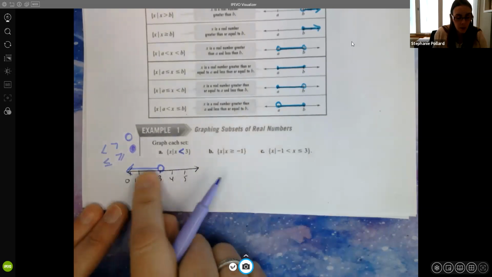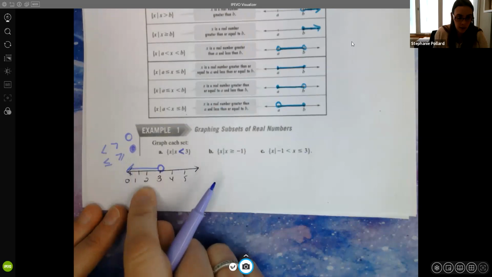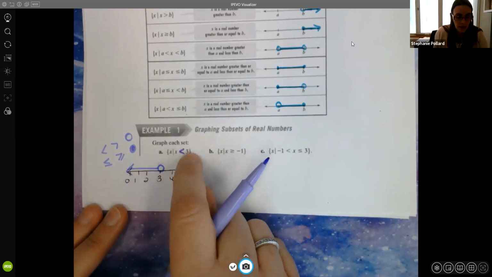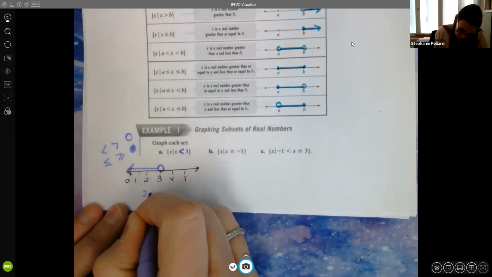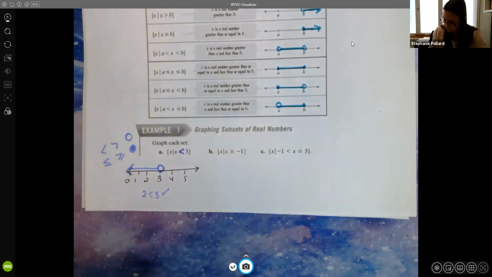Now, the part that we shade is the true side. So if you're not sure, double check. You can plug in a value. So 2 is shaded in. Is 2 less than 3? Yes, it is, right? 2 is less than 3. So I have the right side shaded, the correct side.